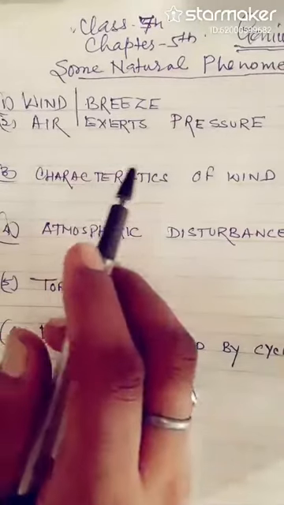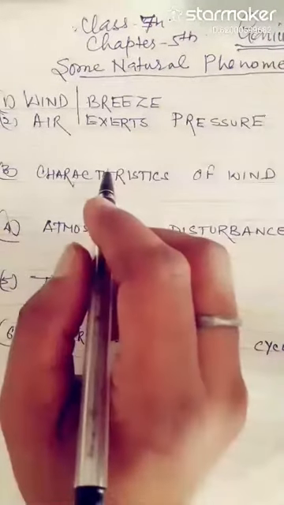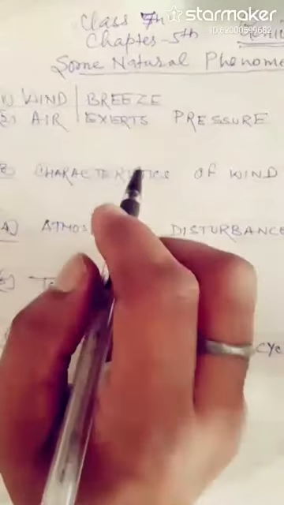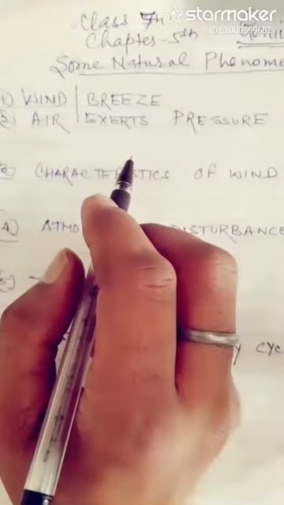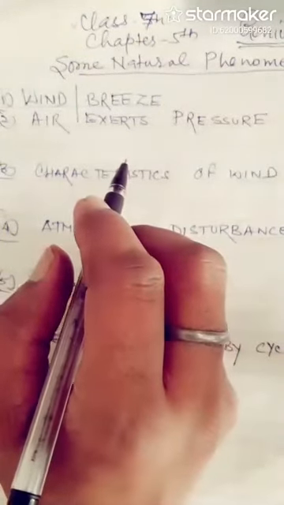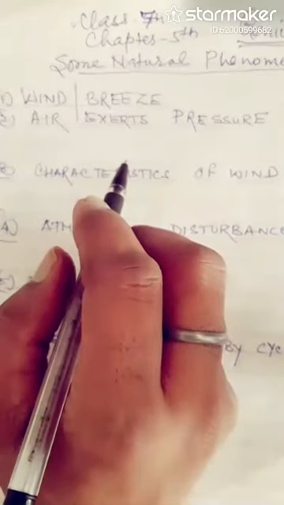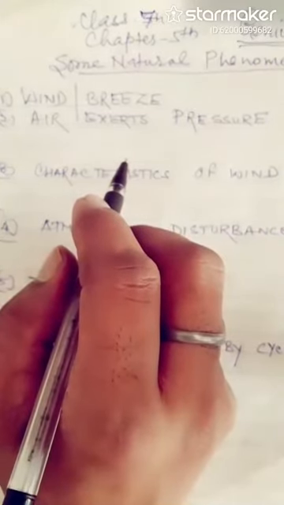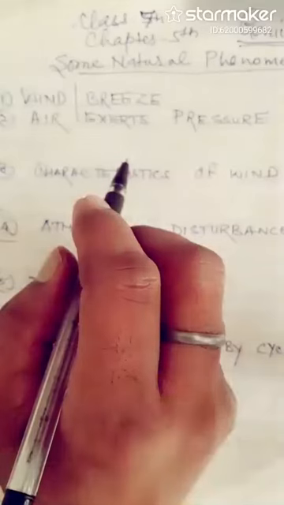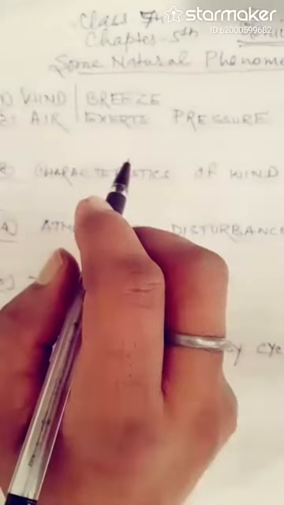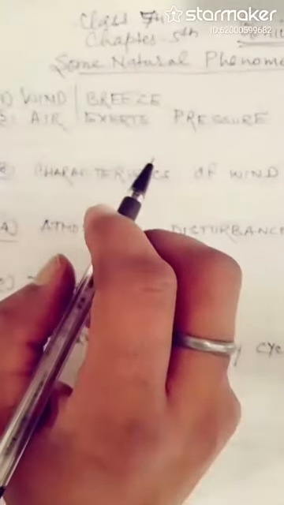ये एक ठंडा और हल्का विंड होता है. It's of two types. ये दो टाइप का होता है. First is sea breeze and the second is land breeze. When cool air from sea moves toward land, it is called sea breeze. When air from land moves toward sea, it's called land breeze.